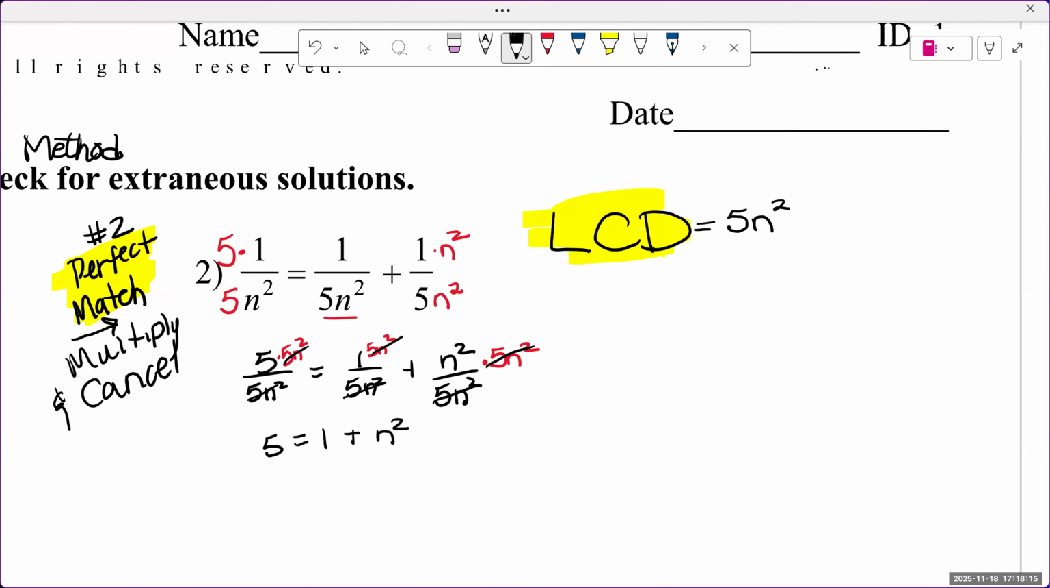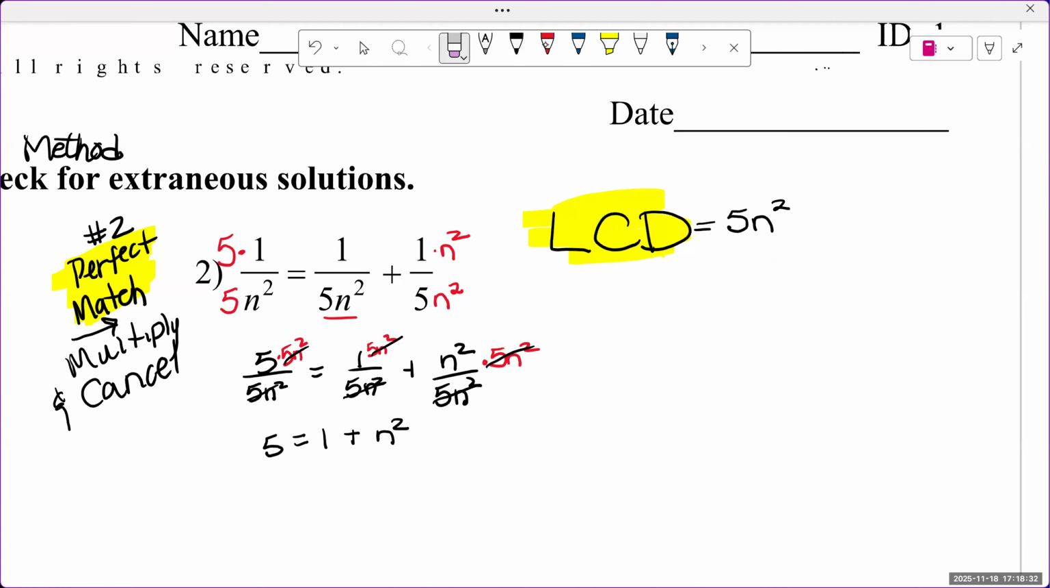So if you don't like that method, come into office hours, come into homework club, and I can show you the other method. Okay. But both methods would bring you down to this point. This is where they would agree.